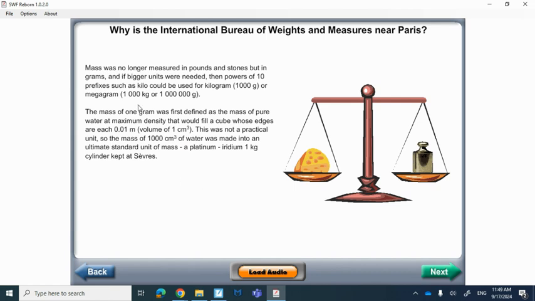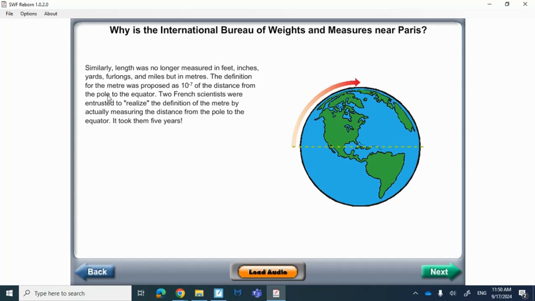Here we go. The mass of 1 gram is defined as pure water at its maximum density, which is based on the temperature. That's at 4 degrees Celsius. If you're interested, look into weird properties of water to do with ice and so on. It's not practical to do that on a daily basis. So instead, they made one out of platinum iridium, and it's kept at Sèvres, wherever that is in France. It's probably a museum or a science establishment or whatever.